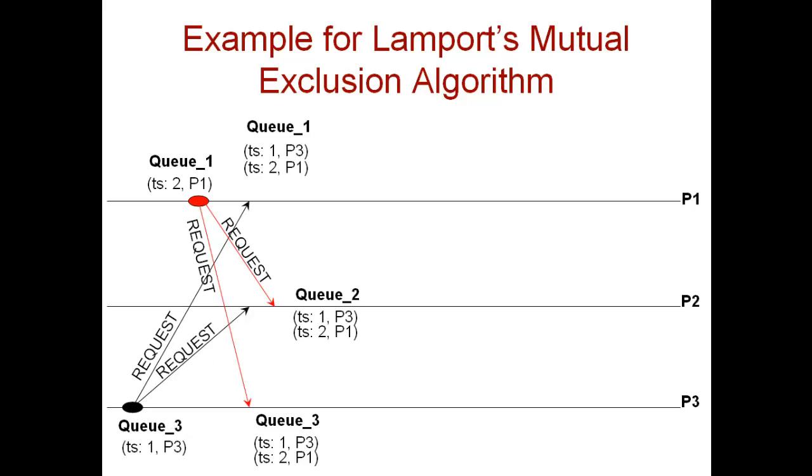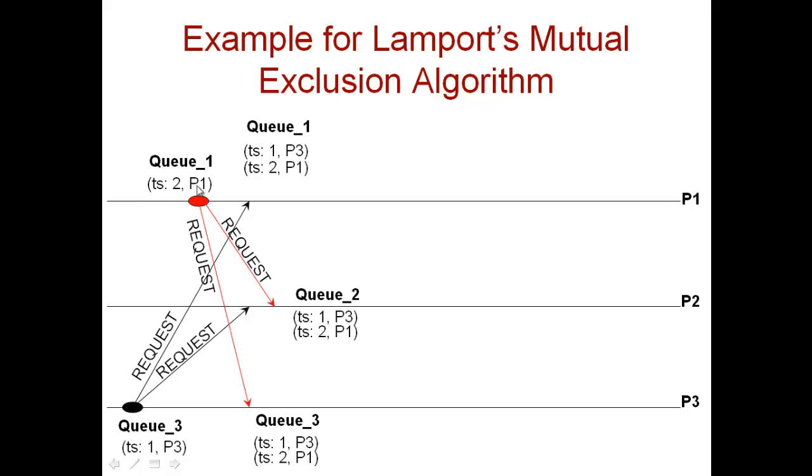So in this case, P3 generates the request first, and the way Lamport's algorithm works is the request message to access the critical section is broadcast to all the processes. So P3 broadcasts the request message to P1 and P2, and also queues that request along with the timestamp in its queue. All the processes receiving that request message will also queue that request with the timestamp.